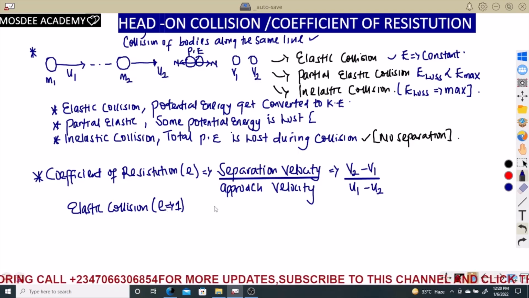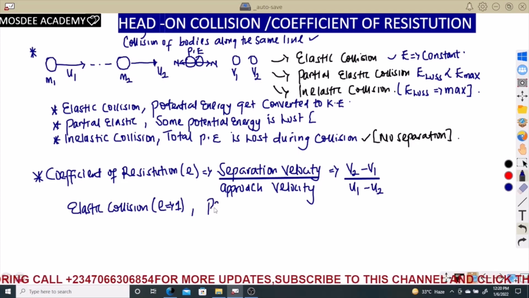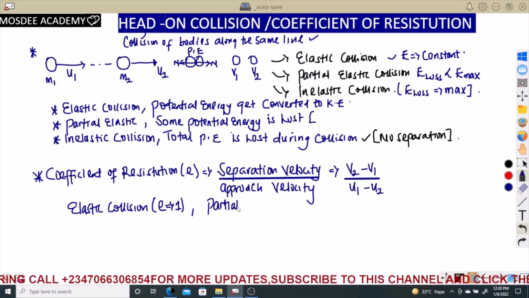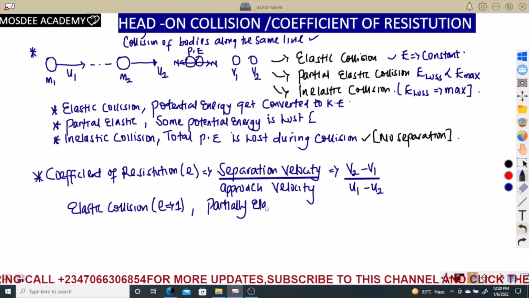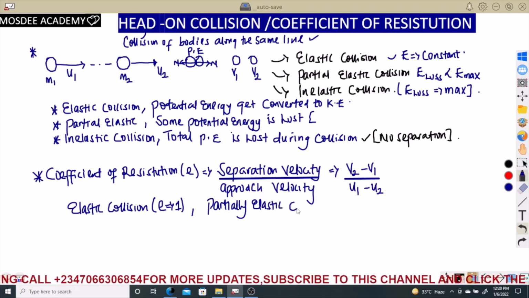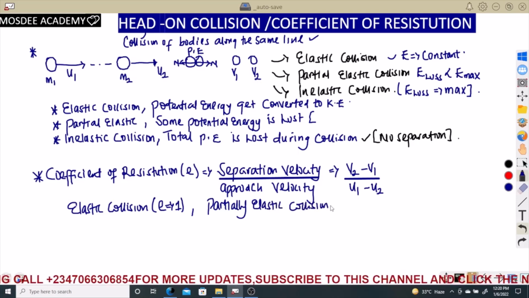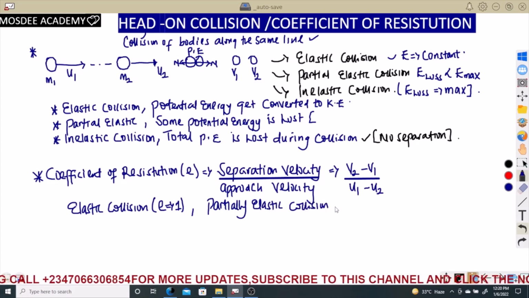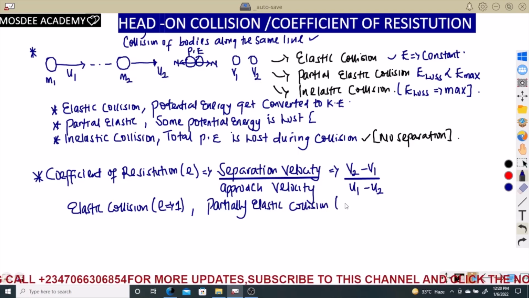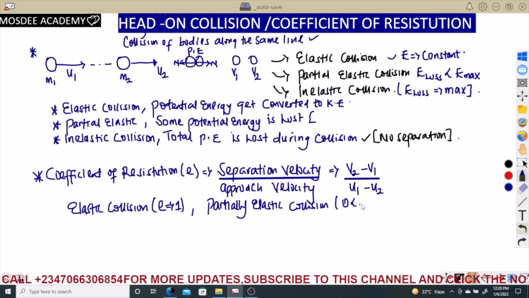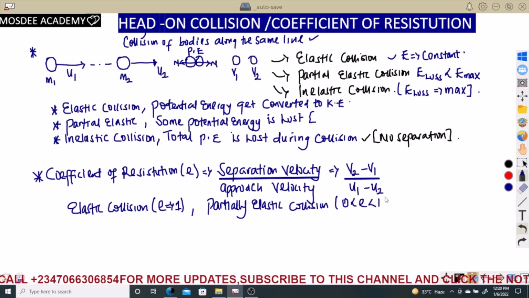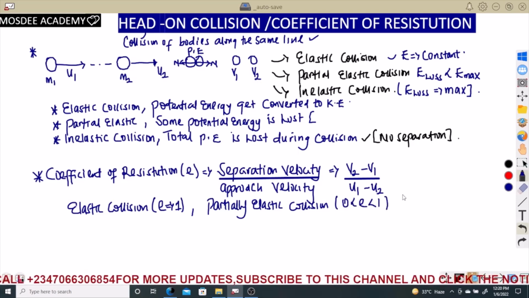The second case, for partially elastic collision, some of the kinetic energy, some of the potential energy has been lost. So we say the coefficient of restitution lies between 0 and 1. This is the relationship we give to it, please. It's lying between 0 and 1.